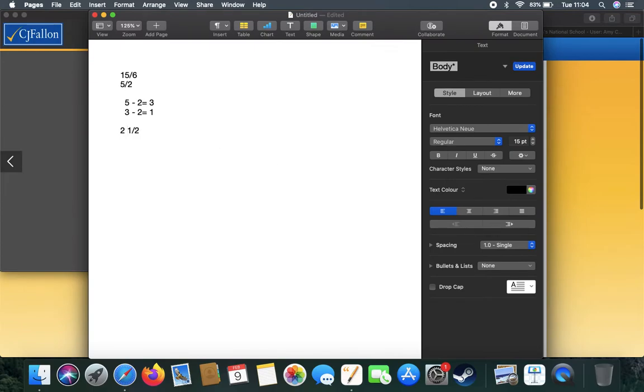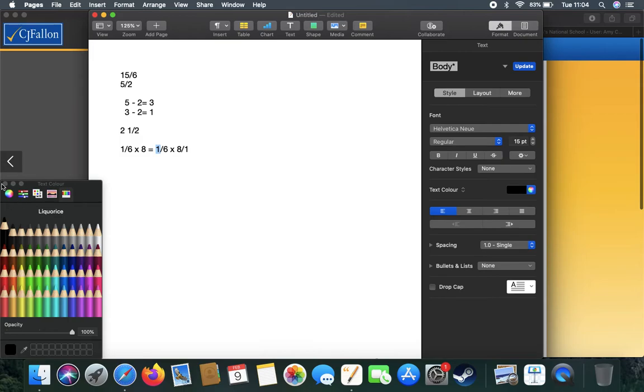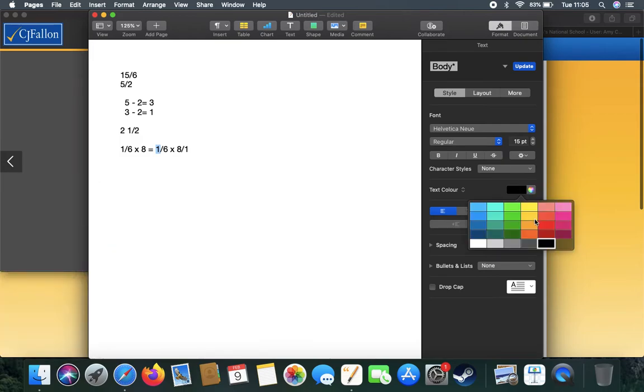If we were multiplying 1/6 multiplied by 8, for example, I have to rewrite it as 1/6 multiplied by 8 over 1. So I'm going to multiply my top number, which is 1, by my other top number, which is 8, and that gives me an answer of 8.